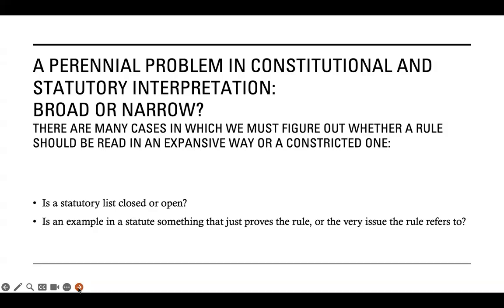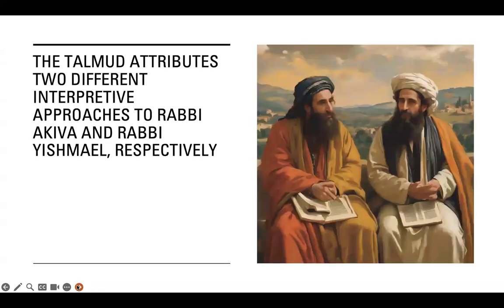Of course, we did not invent these interpretive problems, and as we're going to see, they come up in biblical exegesis for our Talmudic sages. And the Talmud tends to attribute two different interpretive approaches to this problem, one of them to Rabbi Akiva and the other to Rabbi Ishmael.